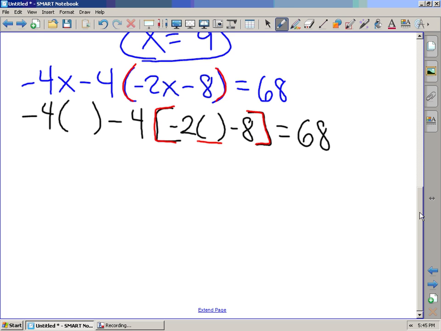At this stage, I'm going to replace every x with a 9. So instead of x, now I have 9. I use substitution. And now I'm going to simplify. To simplify, we're going to use PEMDAS. We're going to start with what is inside the parentheses. Inside the parentheses, we need to do multiplication before we do subtraction. So we take the -2, we multiply it by 9, and we get -18.